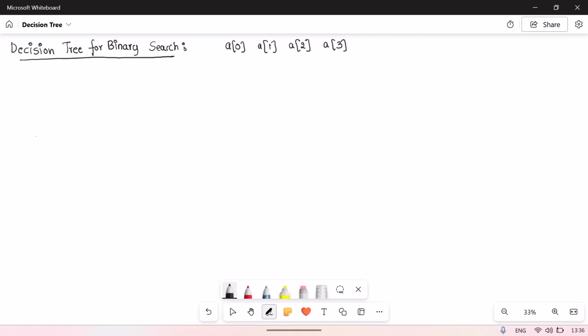Remember, in case of binary search, you have to find the mid element. Mid element is the index of low plus high by 2. So the low index is 0, high index is 3. So 3 divided by 2 is equal to 1.5, so I will take 1, and because it is 1, this becomes the mid element. Now let us try to construct the binary search tree. So remember, the mid element is A of 1.